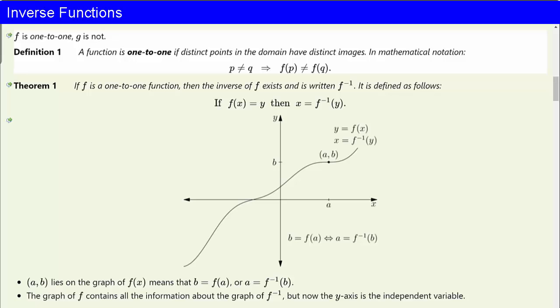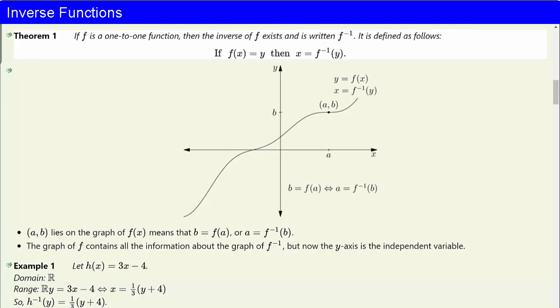So our formal definition is this. If f is a 1-to-1 function, then the inverse of f exists and is written f superscript -1. And it is defined as follows. If f of x equals y, then x equals f inverse of y.